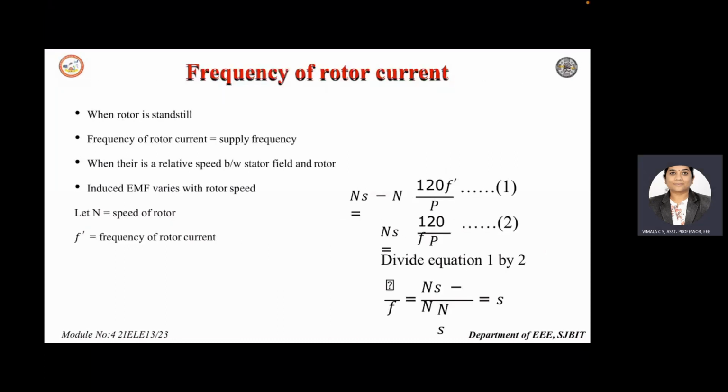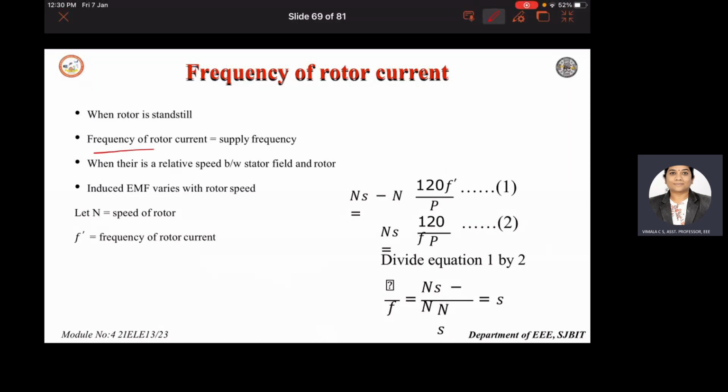Now, what is the frequency of the rotor current? When the rotor is at standstill, meaning when the motor is not running, the frequency of the rotor current is equal to the supply frequency. When there is a relative speed between the stator field and the rotor, then there is a slip. At standstill, S is equal to 1 when it is not running. So the induced EMF varies with the rotor speed.